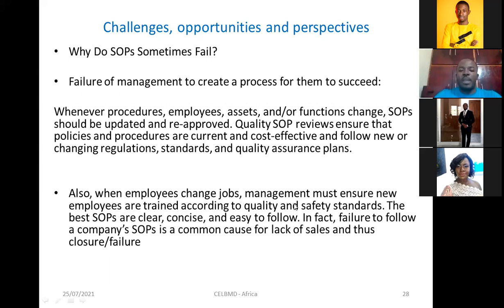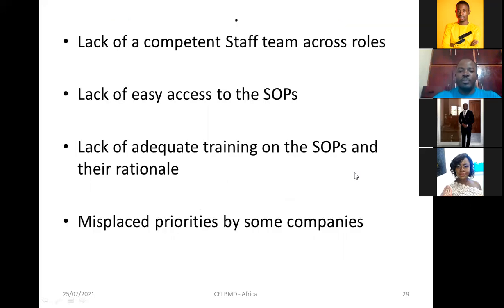Another reason why SOPs sometimes fail is when employees change jobs, management should remember that the new employees need training, not only on the technical specifications of their jobs, but also on the SOPs that they use to implement those jobs. A failure to adapt with continuous training and capacitation for employees can cause even the most well-intended SOPs to fail. If you have good SOPs and you lack the competent technical and managerial staff to deliver it across the roles, the SOPs are more likely to fail.